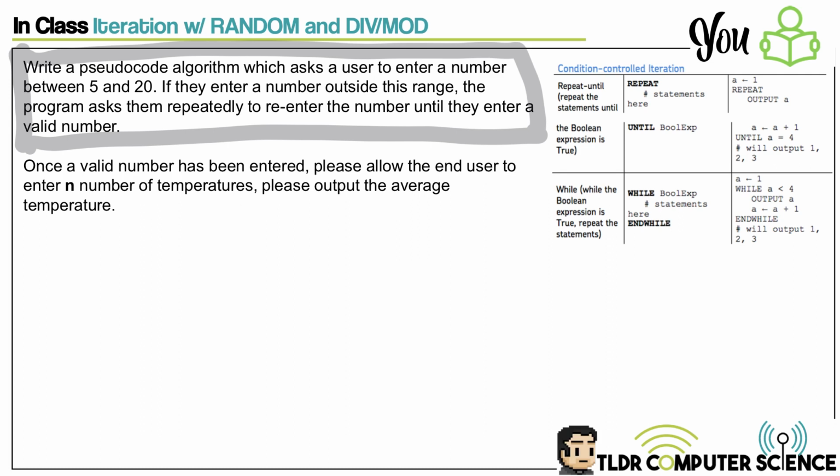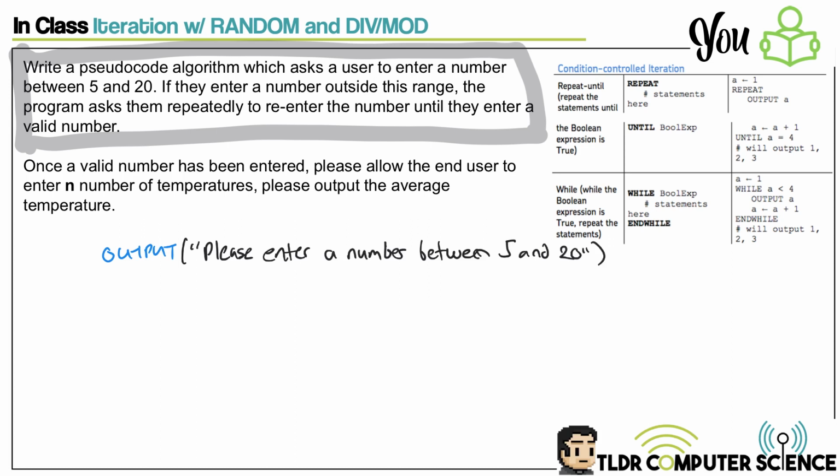We're recording. The first thing we want to do is ask the person to input a value. So I'm going to say output, please enter a number between 5 and 20. Next thing I want to do, now that I've asked that question, is let them input. So we need a variable here. We say number, or num.